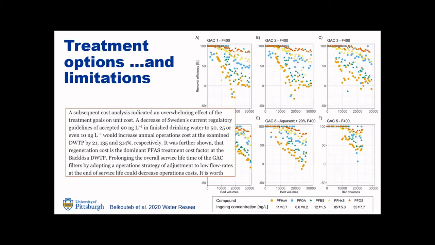And this is what's been shown in studies that were even using not very low regulatory guidelines. So this was based on drinking water regulatory guidelines of 50, 25, or even 10 nanograms per liter. And now we're talking about potentially orders of magnitude lower than that.